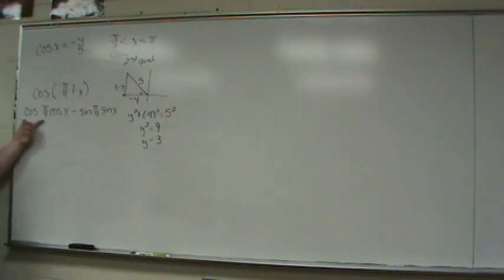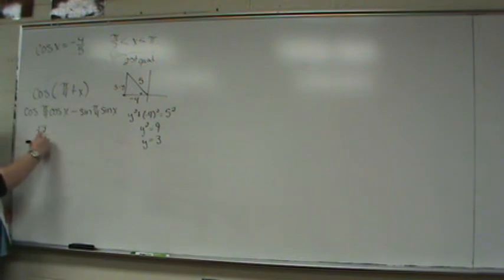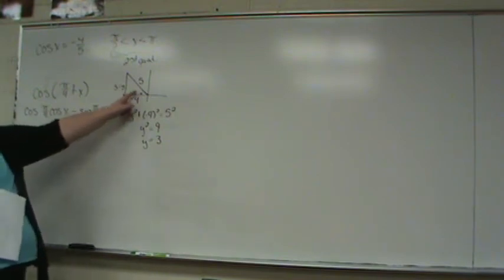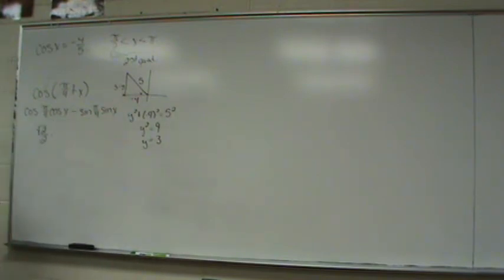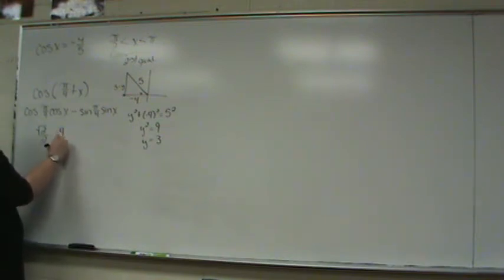So we already know how to find cosine of pi over 4 and sine of pi over 4, but we needed that triangle to find the cosine of x and the sine of x. So what's the cosine of pi over 4? One over square root 2, or if we rationalize, root 2 over 2. Then we're multiplying by the cosine of our angle that we found over here. So that's negative 4 over 5.